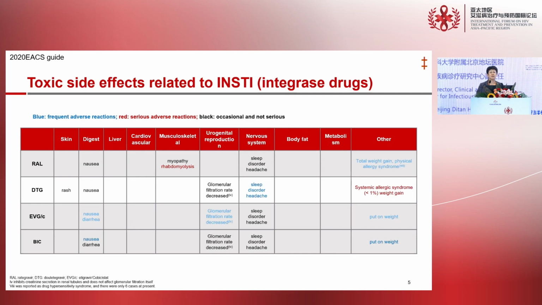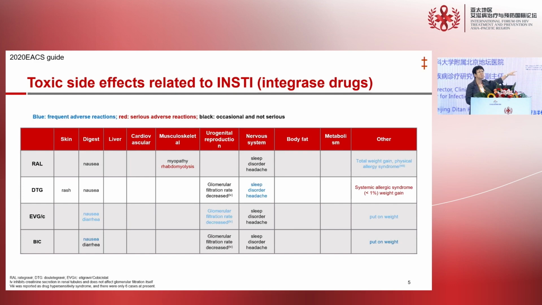For DTG, you can see that DTG is now highlighted as the preferred first line. However, it may also have a problem of rash and nausea, and the increase of creatinine and body weight gain. And EVG, you can see that this drug may also have a GI reaction and the increase and decrease of eGFR, and it also has neural disorder, mental disorder, and headache.